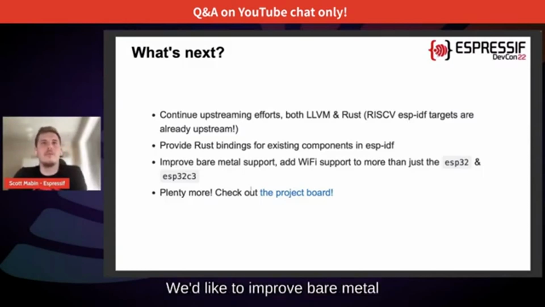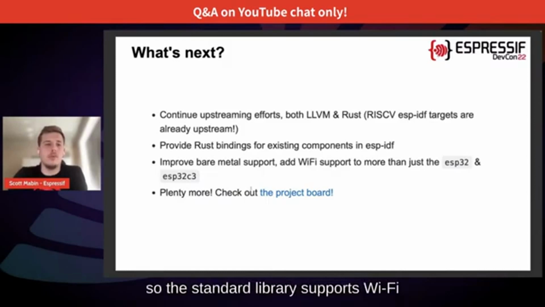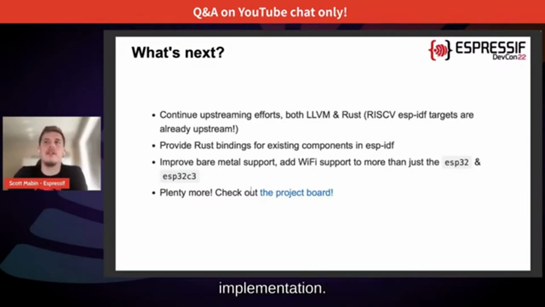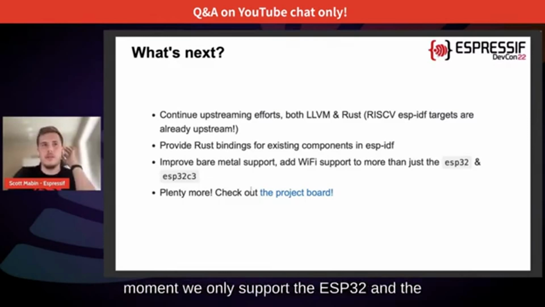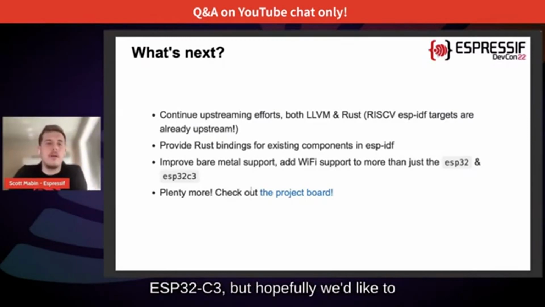We'd like to improve bare metal support. This is an ongoing thing, and that would include adding Wi-Fi support to more than just the ESP32 and the ESP32C3. So the standard library supports Wi-Fi and Bluetooth on everything, basically, just because we use the ESP32 implementation. For bare metal, there's a bit more work that goes into adding support for Wi-Fi and Bluetooth. So at the moment, we only support the ESP32 and the ESP32C3. But hopefully, we'd like to extend that to the S3, the S2, and the C.